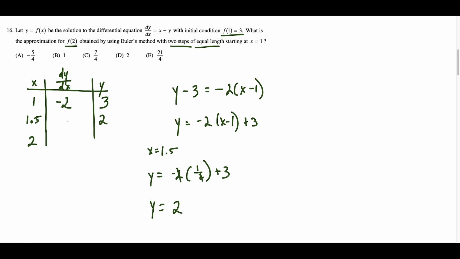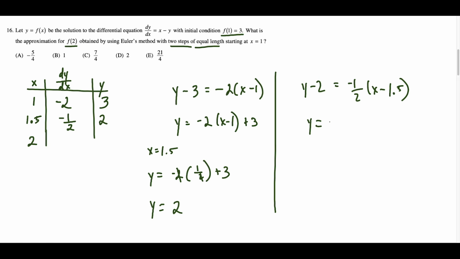And now we find the derivative using these 2 points next. If we plug these 2 points in, we're doing 1 1/2 is x, minus y is equal to 2, which gives you negative 1/2, or negative 0.5. And now we go through this process all over again. We're going to make a new equation of a line, except this time it's going to be y minus 2 equals the slope, negative 1/2, times x minus 1.5. And now we just solve this out.